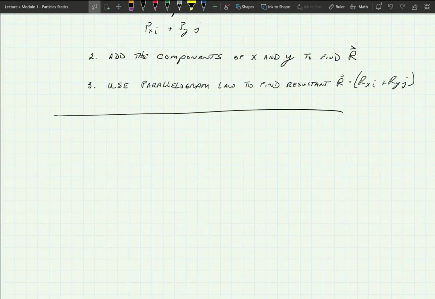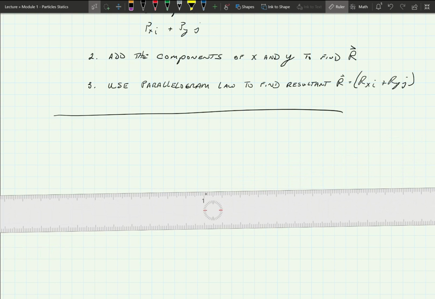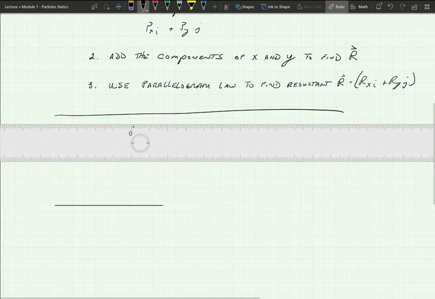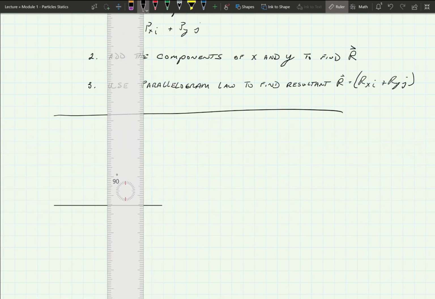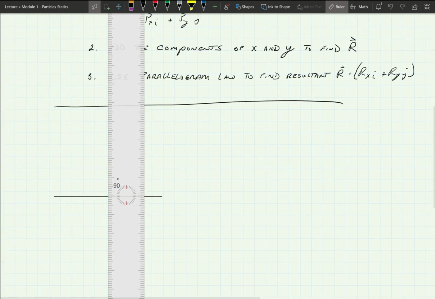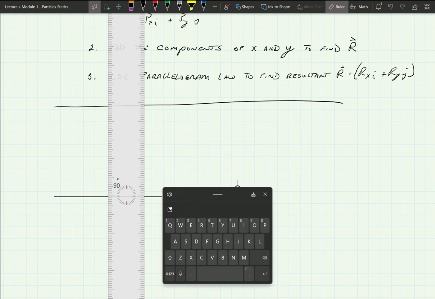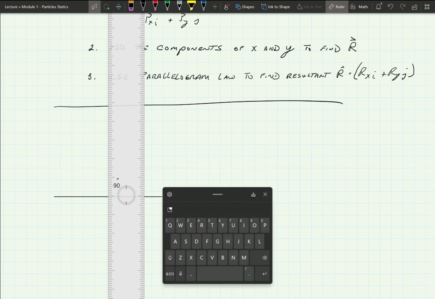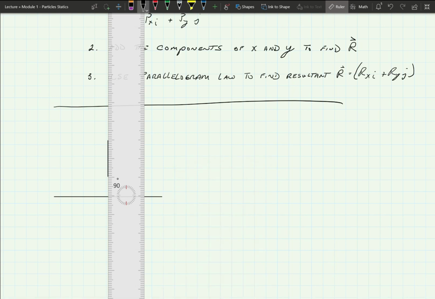All right, so let's do an example here. Get a ruler. All right, I'm going to draw here. If you haven't gotten yourself a nice ruler yet, you probably do want to get one for statics, because it'll come in handy when you do strengths and that sort of stuff.